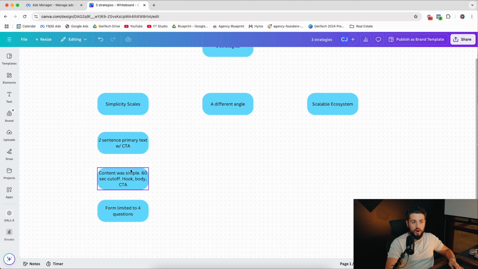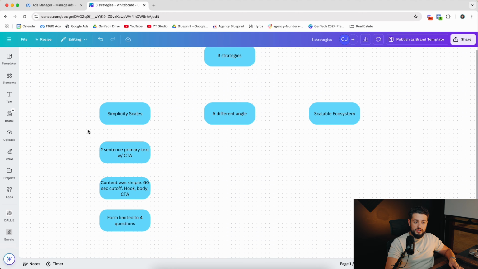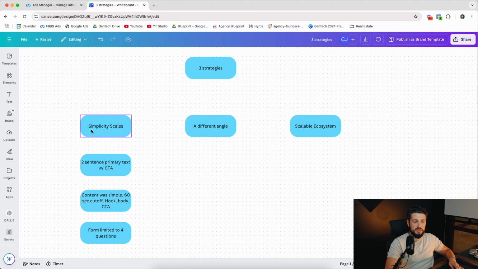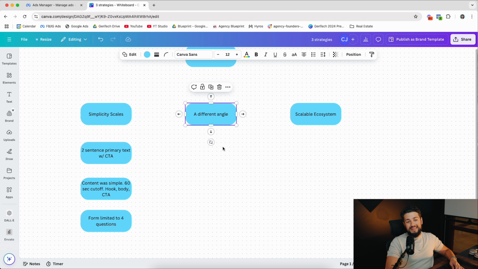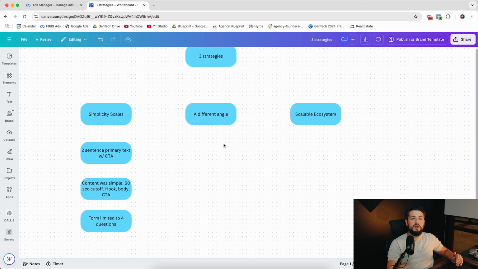And this is why we knocked out the first marketing strategy, which is simplicity scales. And again, you don't need to complicate it. The whole point of this is for it to be simple, okay? Now, a different angle is where the most amount of sauce comes into play. This is where your skills are actually tested, okay?